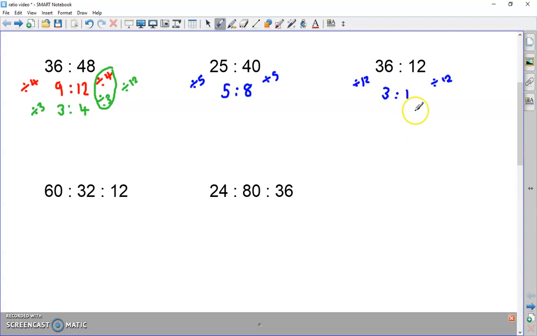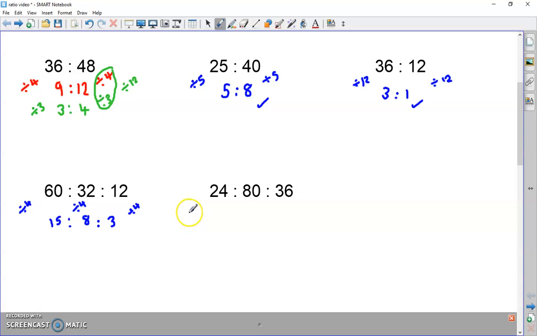It's correct. Down here, something that 60, 32, and 12 divide by. They both divide by 2. You can do it that way, but you'll need to divide by 2 again if you do it that way. The quickest way is to divide everything by 4. That'll get you straight to your final answer, which is 15 to 8 to 3. That's the smallest it will go. There's nothing that those three numbers will divide by. They've got no common factors. And then our last one, again.